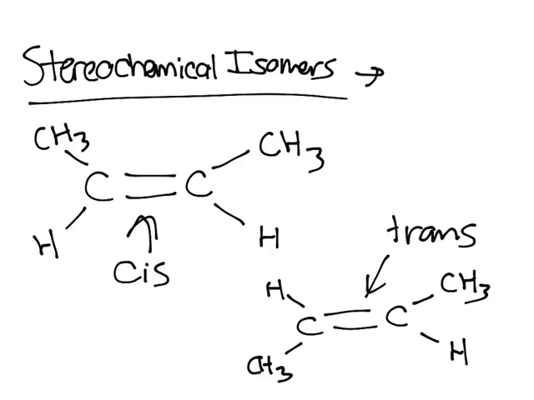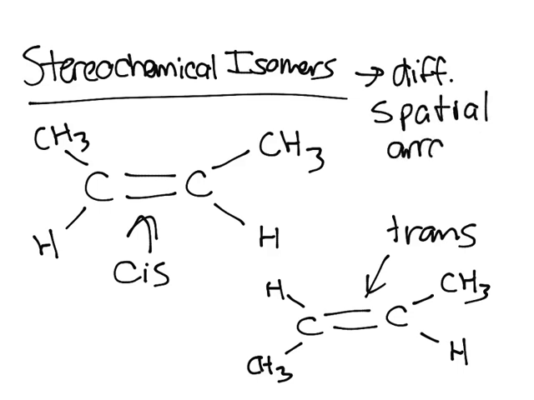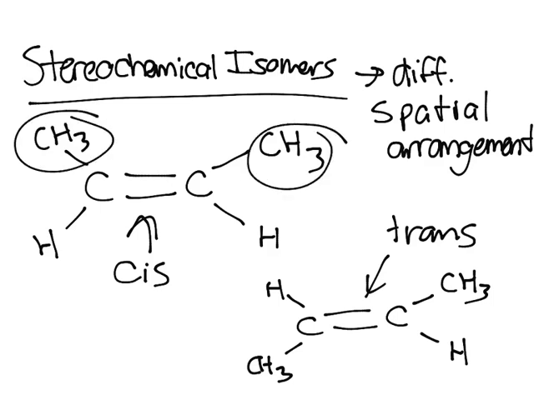So it differs in spatial arrangement. And so we call this cis because the two CH3s are on the same side of the double bond. This is trans because the two CH3s are on opposite sides of the double bond.